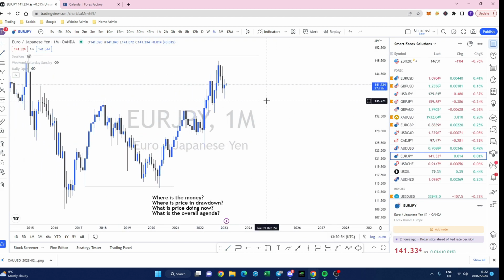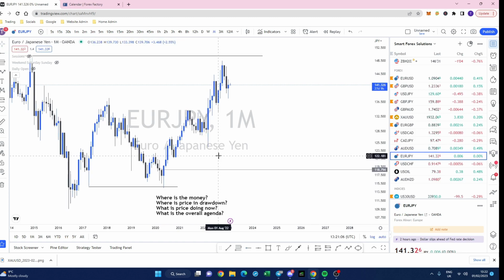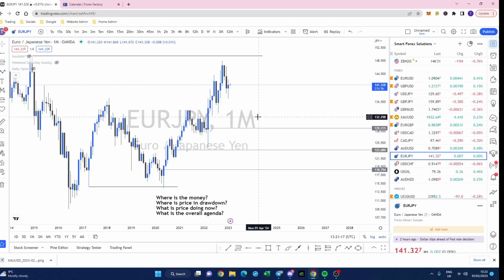Now, the second question, where is price in drawdown? That is where there's a candle that's not yet been mitigated. So I know we're in drawdown here because this candle has not yet been mitigated into. And we're in drawdown here, and here, because these candles have not yet been mitigated into.